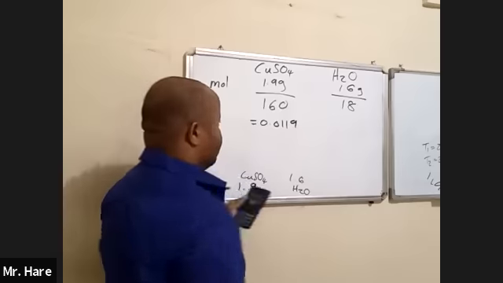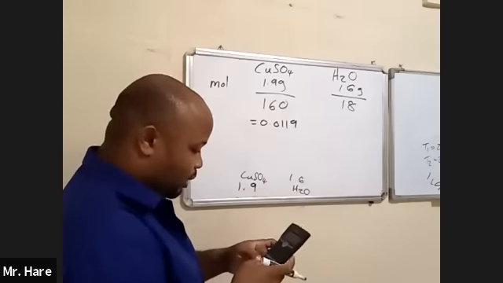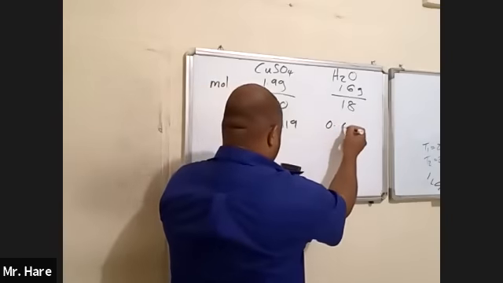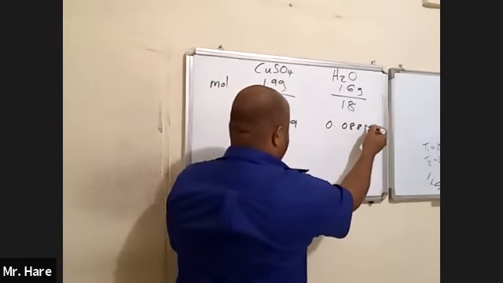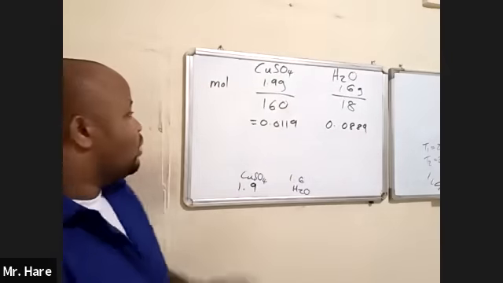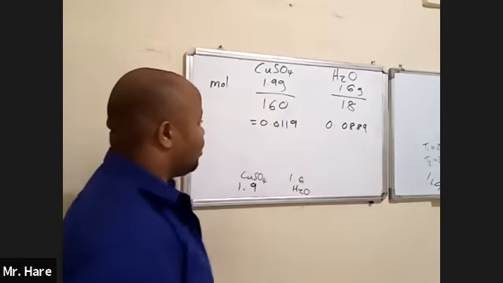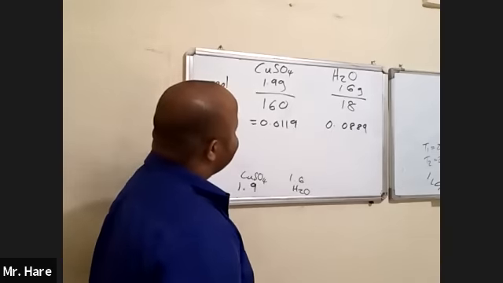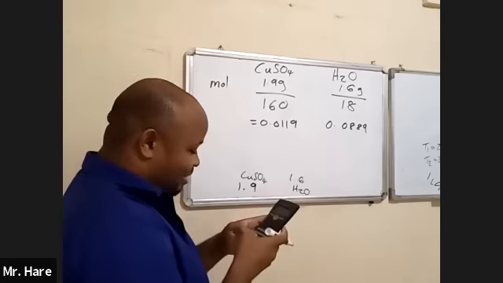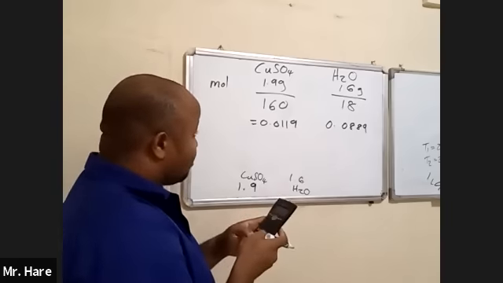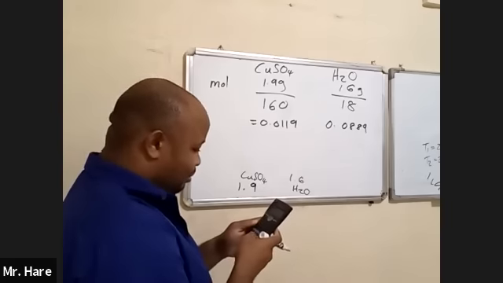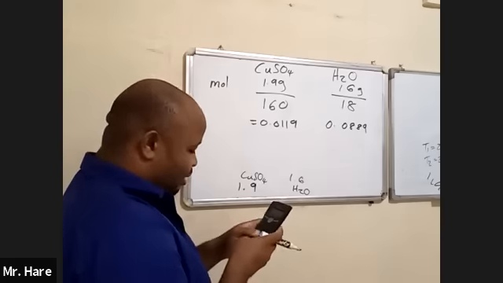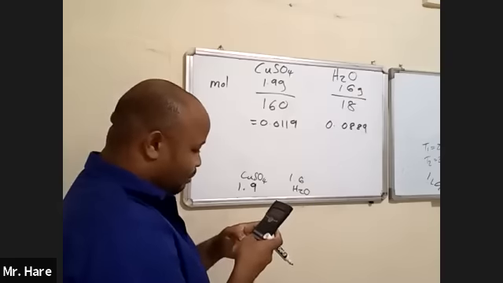I'm going to get 0.0119 moles. And 1.6 divided by 18, we get 0.0889. So once you get the moles of each of them, we're going to compare and divide. Give me a second. 1.6 divided by 18 and 1.9 divided by 160.